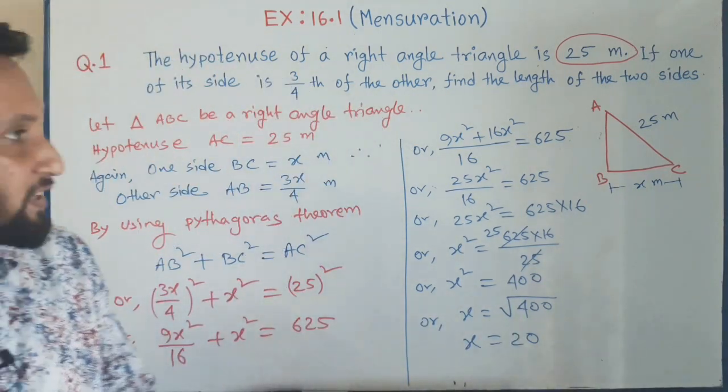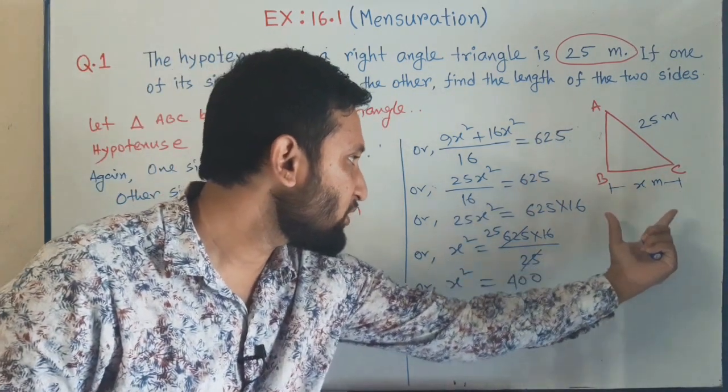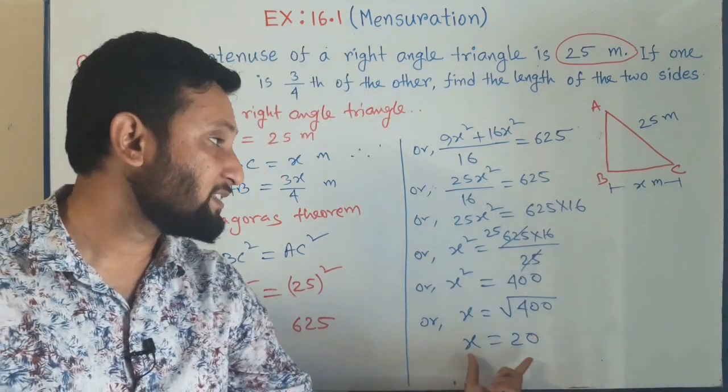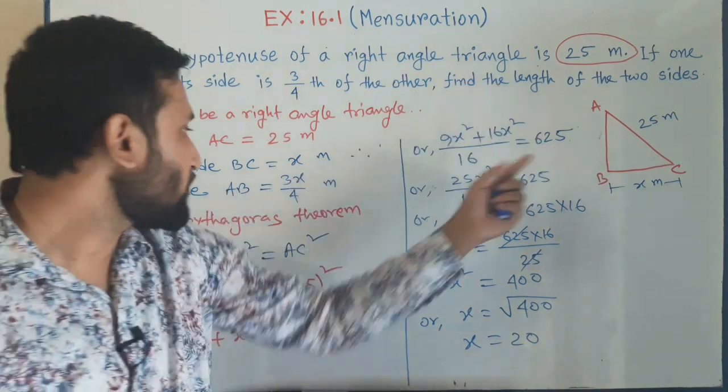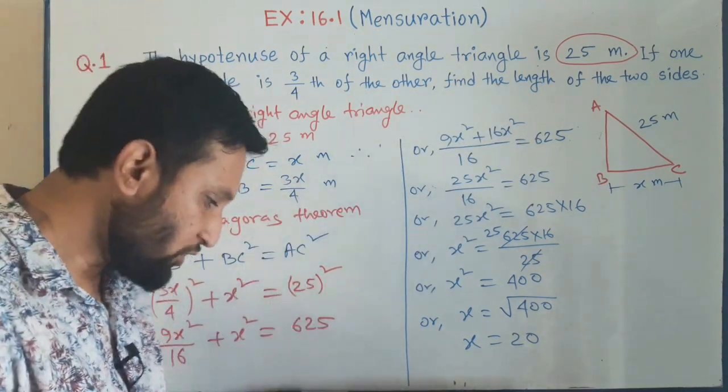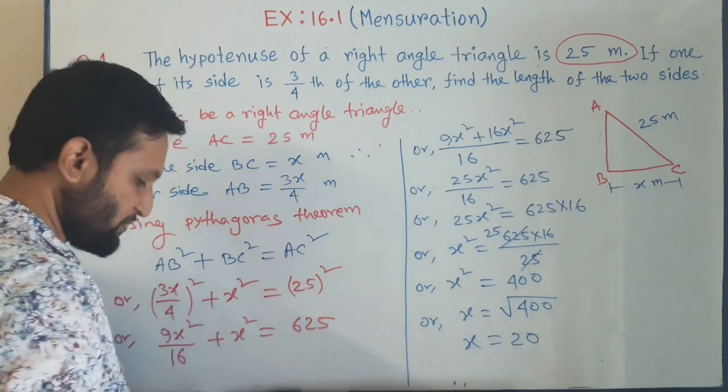So here in this figure, one side BC equal to x meter, so BC, that means BC distance is 20 meter. So the other side AB equal to 3x by 4. Okay, so we can write one side x equal to 20 meter.